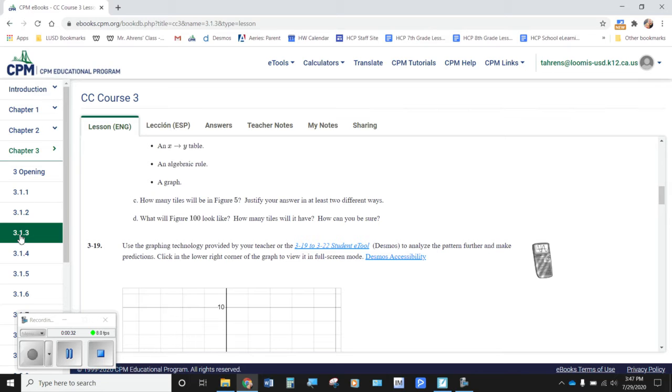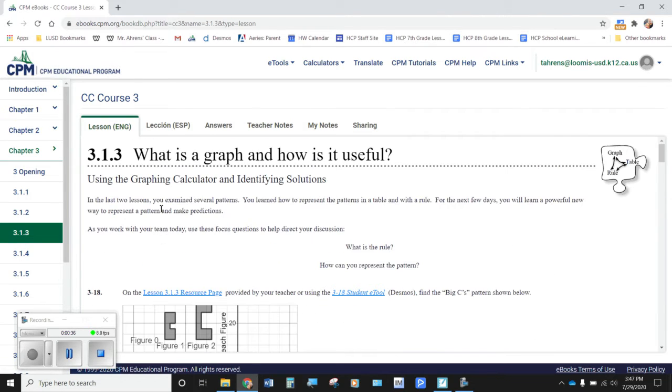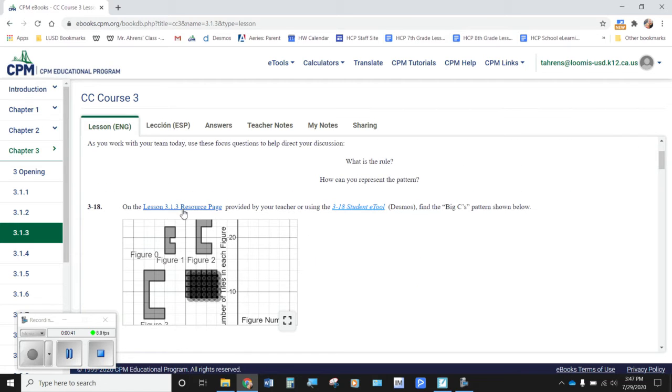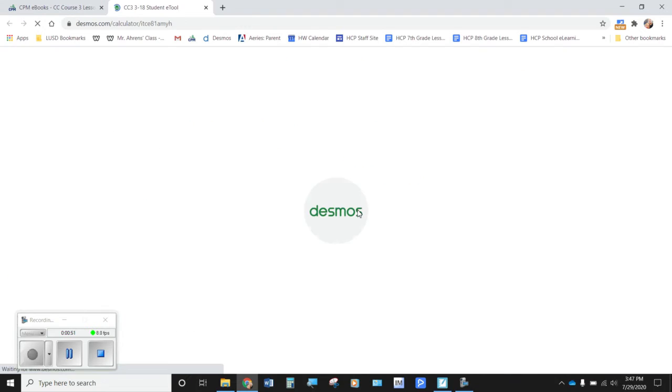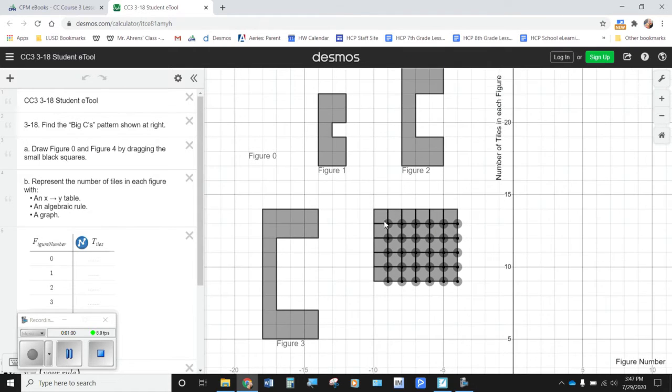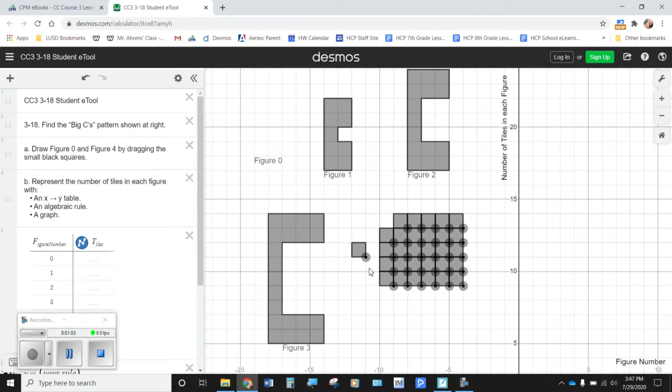So when you go to your online book, we go to chapter 3.1.3. You can see here's the beginning of the chapter. I'm going to tell you right now, the resource page or the e-tools that they have for this particular lesson, not the easiest to work with. Like this guy right here is going to help us with one of the problems, and I guess those are supposed to be like different parts that we're supposed to be able to take off. Not quite sure exactly how this works.